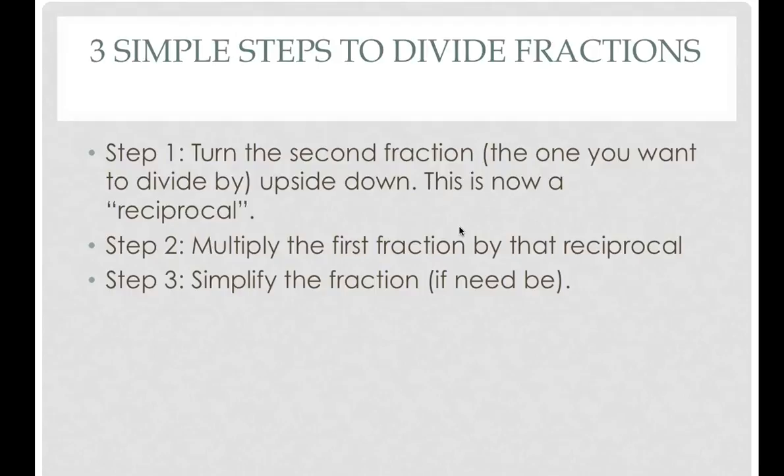So there's 3 simple steps to dividing fractions. Step 1, you're going to turn the second fraction upside down. This is the fraction that you want to divide the first number by, and this is now known as the reciprocal. In step 2, you multiply the first fraction by that reciprocal. And then step 3, you simplify the fractions if you need to. You don't always have to. For example, if the fraction ended up being 5/10, you would simplify it to 1/2.